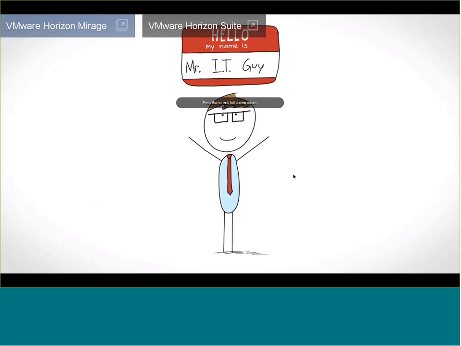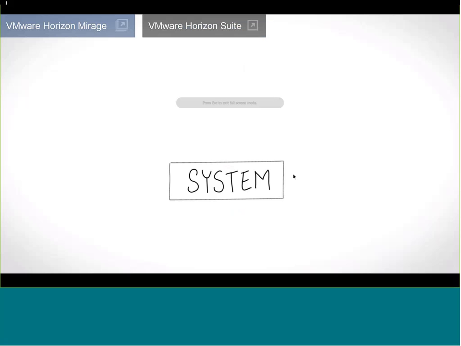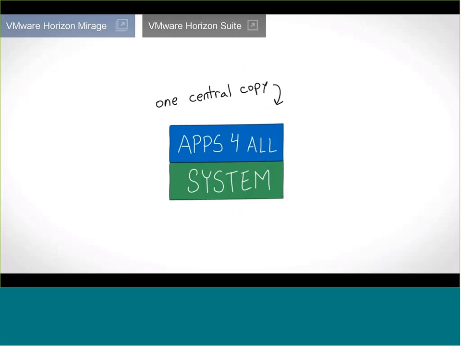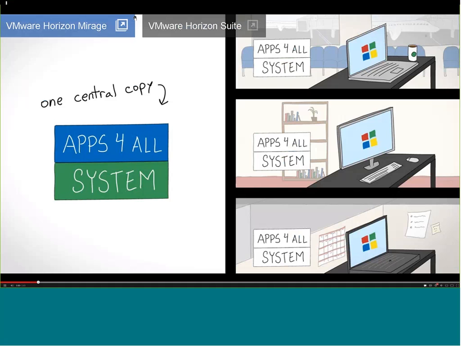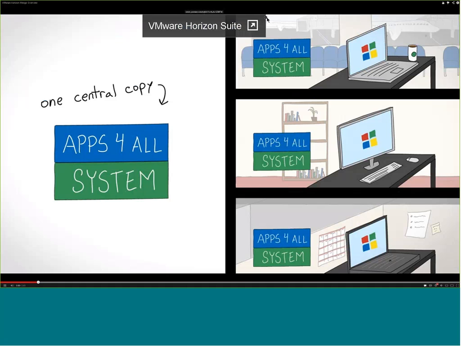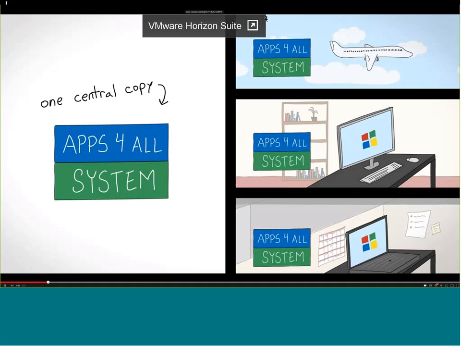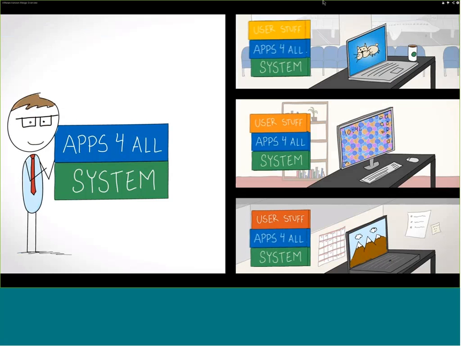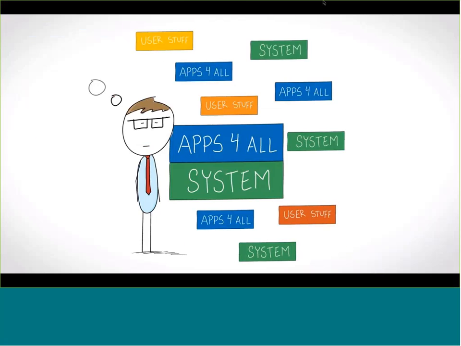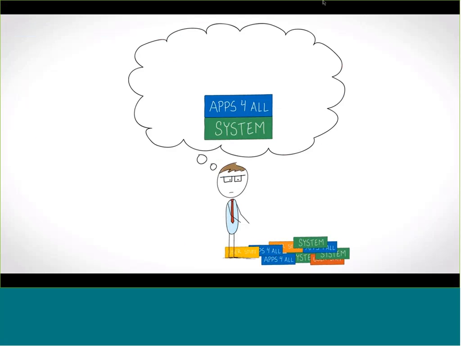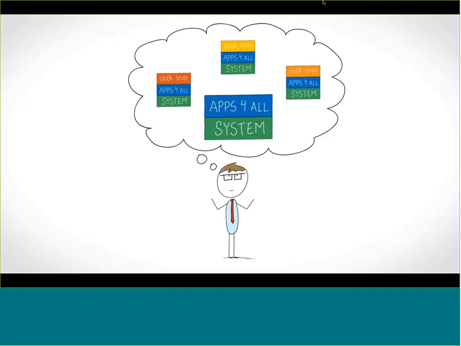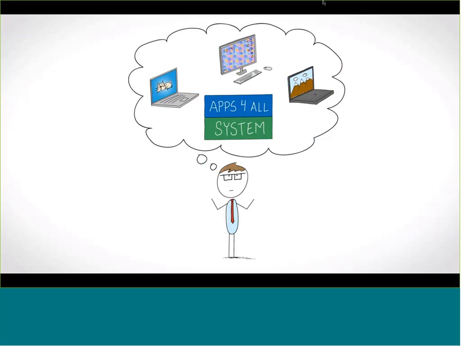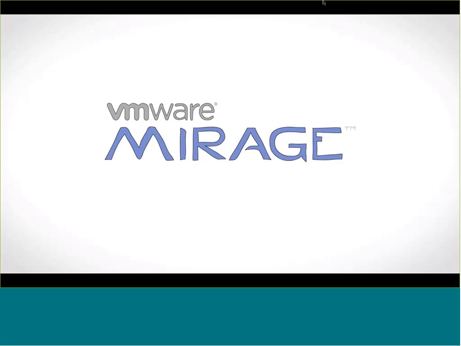Mr. IT guy, here's your problem. You need to manage one central copy of the system stuff on all your users' machines, but you want to let them run it on their own hardware, on or off the network. They want to personalize their machines by installing apps and customizing their settings, and you need to back up everything. So how do you manage one copy of Windows and apps centrally and still let your users run them locally on their personalized machines? Simple. You use VMware Mirage. Here's how.